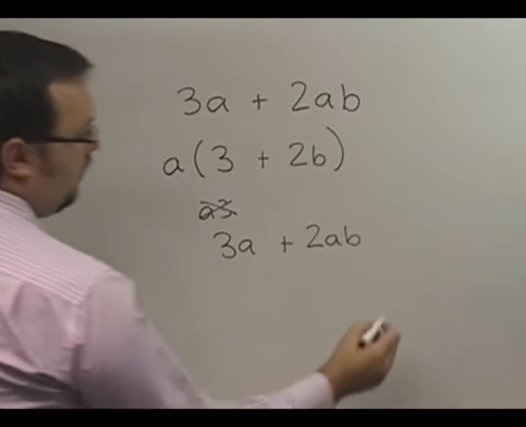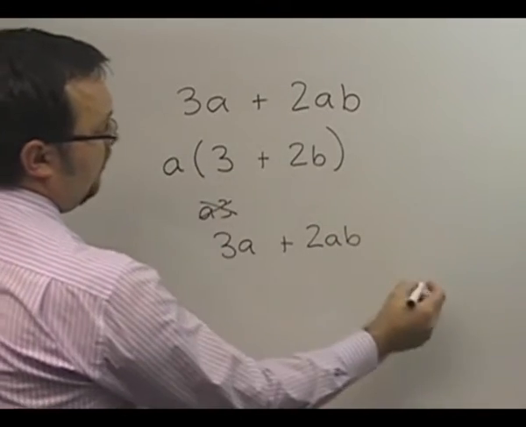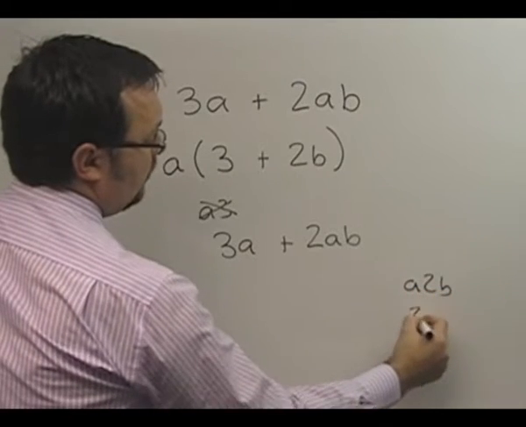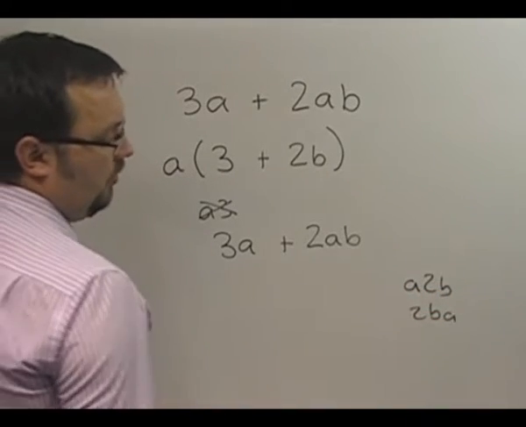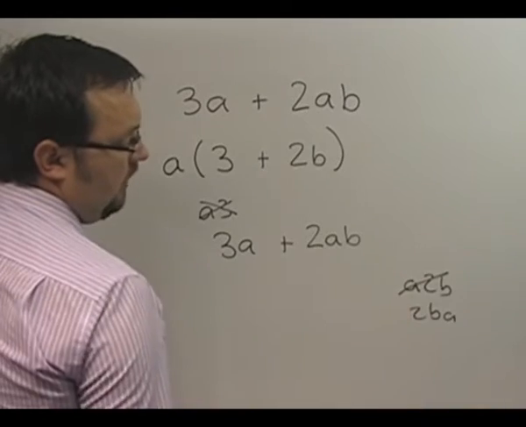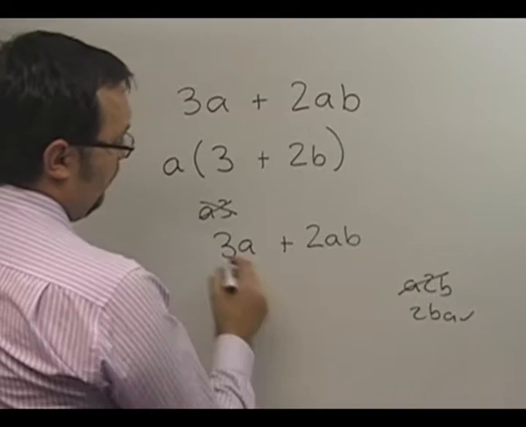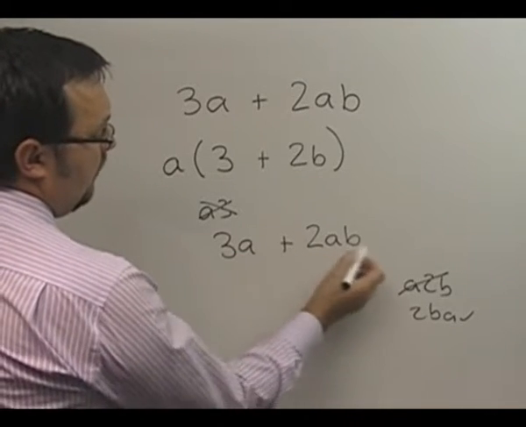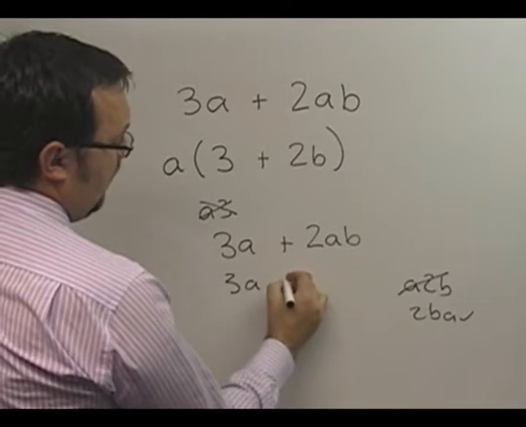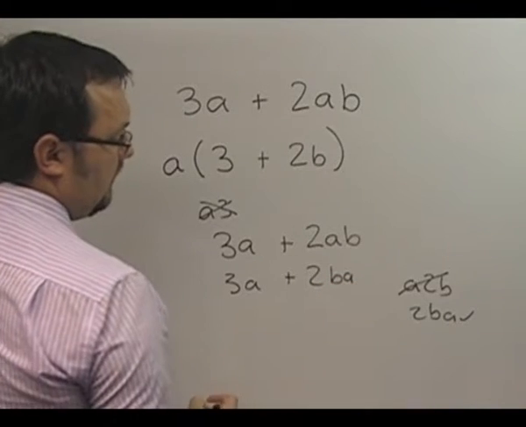Some of you will want to write a times 2b as either a2b or 2ba. None of those are wrong. We don't write that, though. Even though it's correct, we don't write it. You could write that and that would be fine too. So you might have the answer 3a plus 2ab, or you could have the answer 3a plus 2ba, and they are the same.